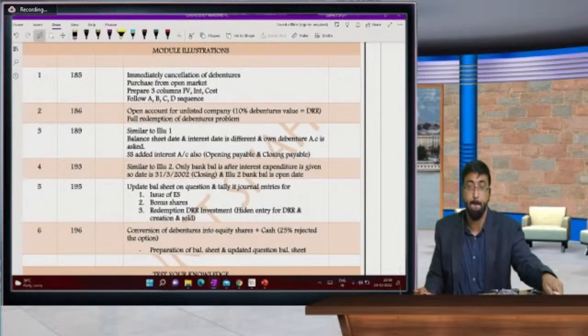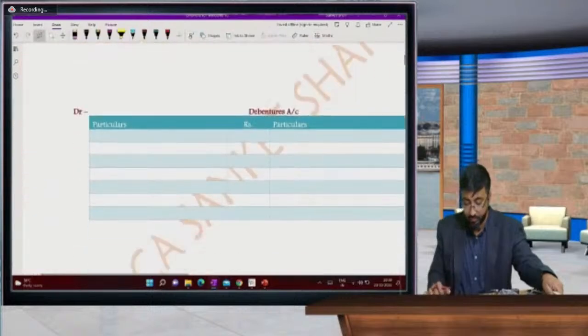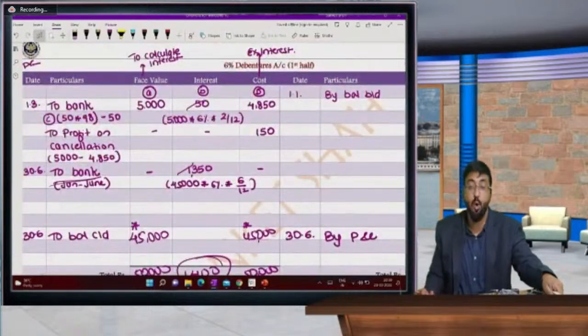Understand. Debentures. Debentures problems are basically for unlisted companies, where you have to create a DRR.